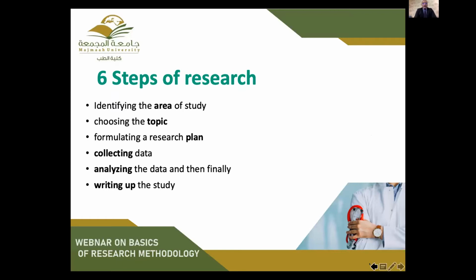First is identifying the area of the study. We select a particular area that we need to do our study in, and choose the topic. I need to make sure that I have a proper topic. I select a topic that is very feasible for my particular study, because I have to look into many aspects when I'm preparing a topic. It should be very appropriate for the particular demographic that I'm going to study in. Then formulating a research plan.